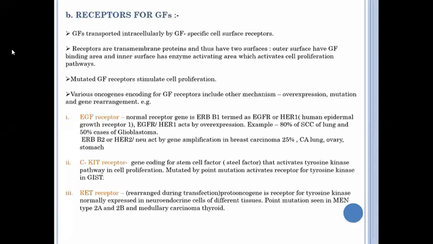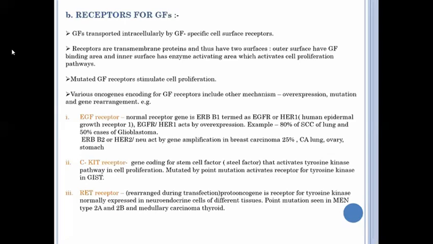So here are some examples. Receptors. First, normally receptor G will combine with ERBB1 as EGFR or HER1. This is the human epidermal growth factor receptor 1. The EGFR or HER1 acts by overexpression in 50% of squamous carcinomas of the lung.